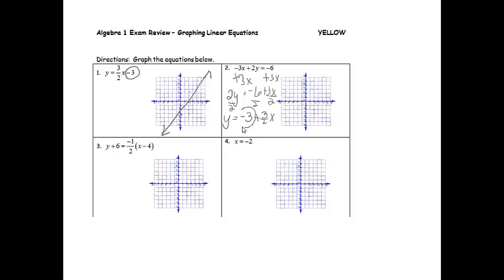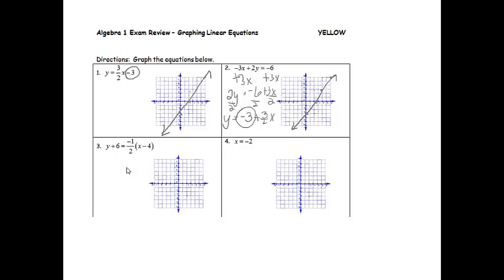And again, we start with the number without the x. I'll start down at negative 3. And then from there, I'm going to go up 3 over 2. So up 3 over 2, up 3 over 2. And actually, it looks like that one turned out to be pretty much the same as number 1.